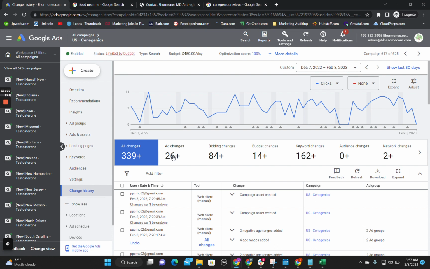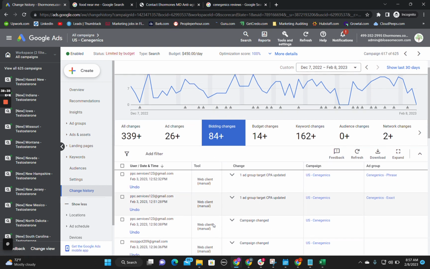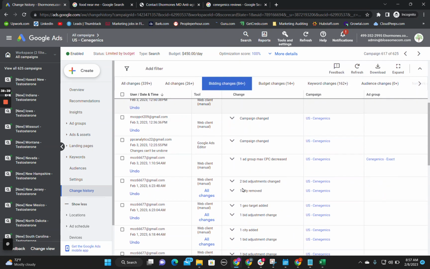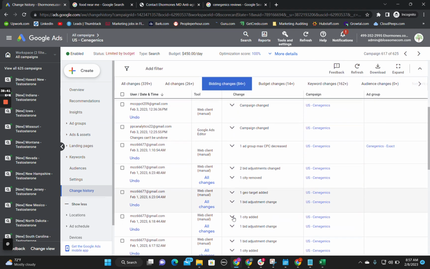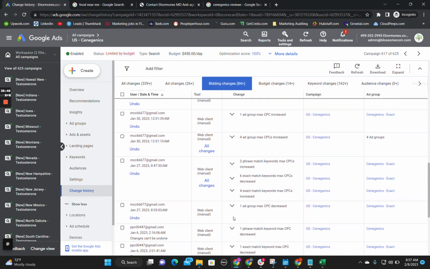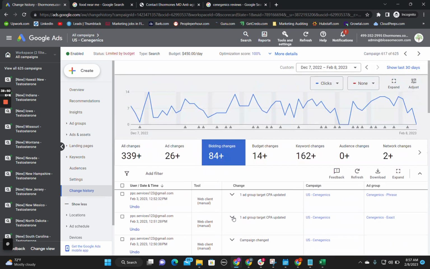All right, and ad changes, that's the ad copy, bidding changes. We want to check this just to see if there's any major changes here. Target CPA updated February 3rd. We're going to look for changes here. When city removed. Ad group, 2 phrase max, exact match. Okay, so what am I doing when I'm looking at all this? I'm looking for major changes.